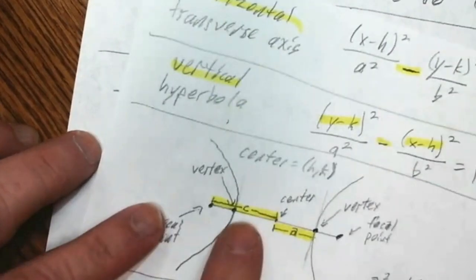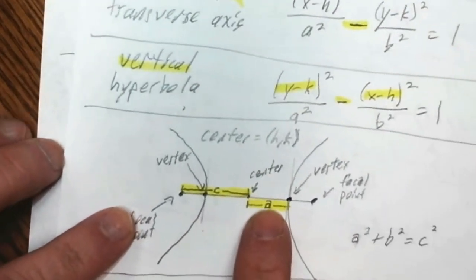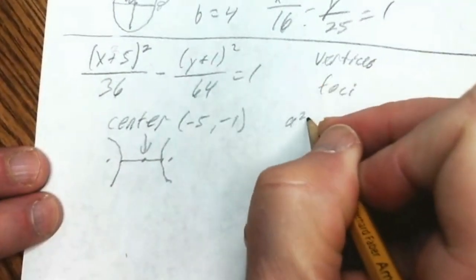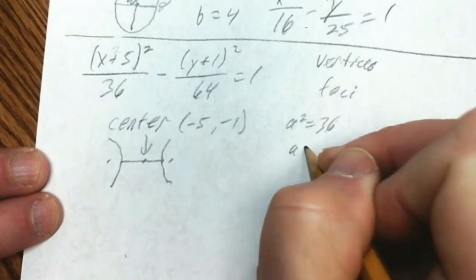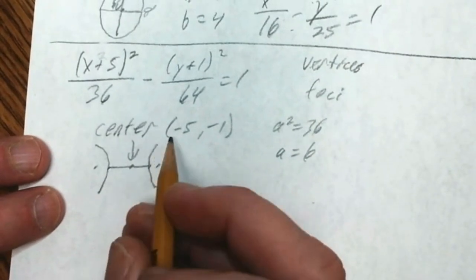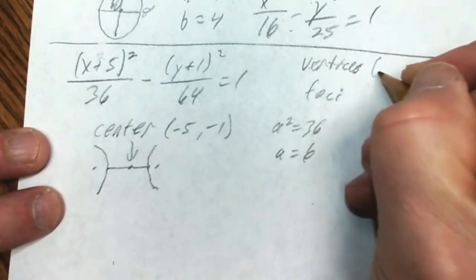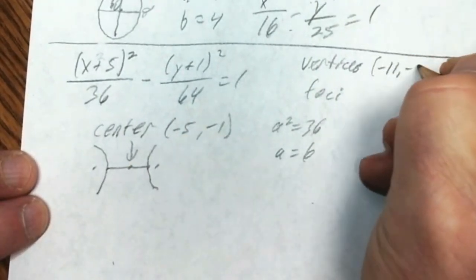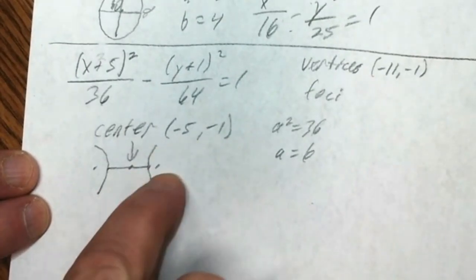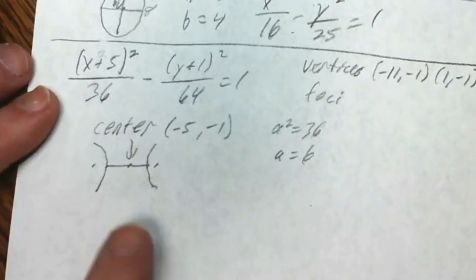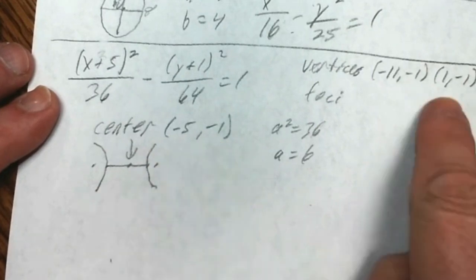So the vertices are a distance of A away from the center. And we have A squared under the x. So if A squared equals 36, A equals 6. So the vertices would be 6 away from the center, which is at negative 5, negative 1. So if we went 6 to the left, that'd be at negative 11, negative 1. And if we go 6 to the right, 1, negative 1. All right, because we start at negative 5, we go 6, that'll take us to positive 1.